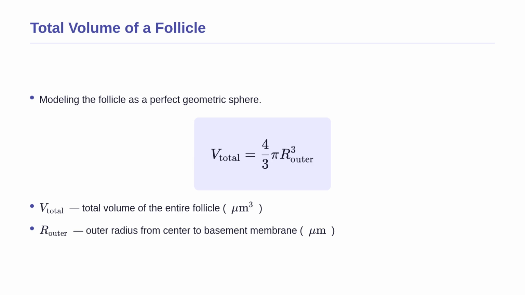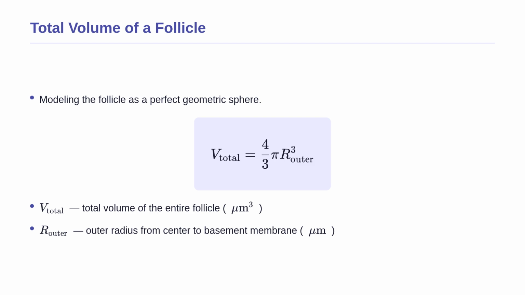To truly appreciate how the shape of these cells affects storage capacity, we can model a single thyroid follicle as a perfect geometric sphere. This brings us to our first formula. The total volume of the follicle, V total, equals 4/3 pi times the outer radius cubed. Conceptually, this represents the absolute boundary of our microscopic factory. The outer radius is measured from the very center of the colloid all the way to the outer edge of the cells resting on the basement membrane.